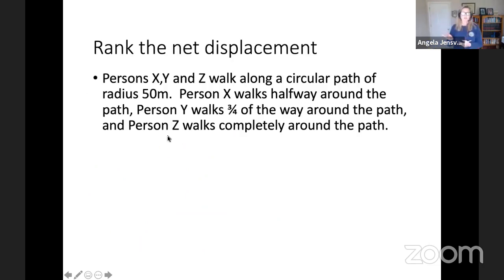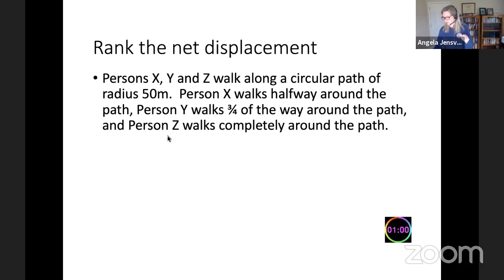Okay, this one's more of a sketch, not as calculation based as the other one we just did. So make sure you draw a sketch. I think you can definitely do this in a minute.